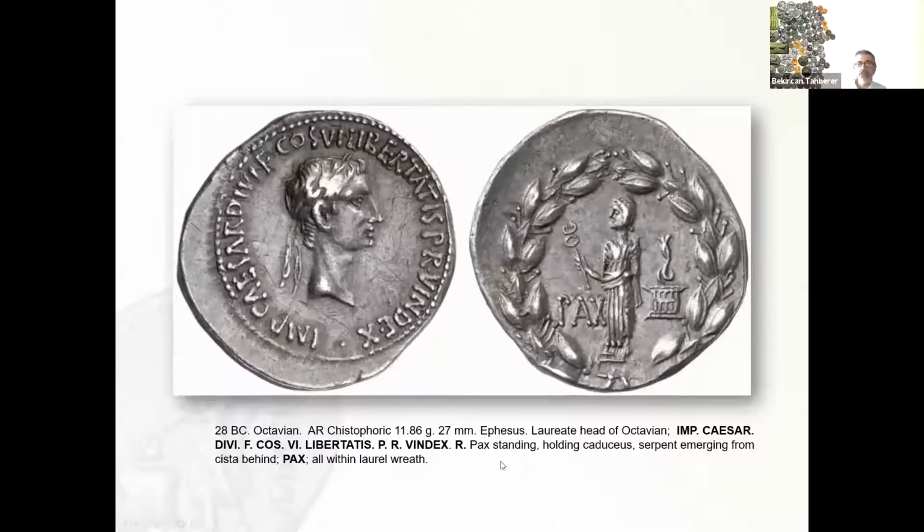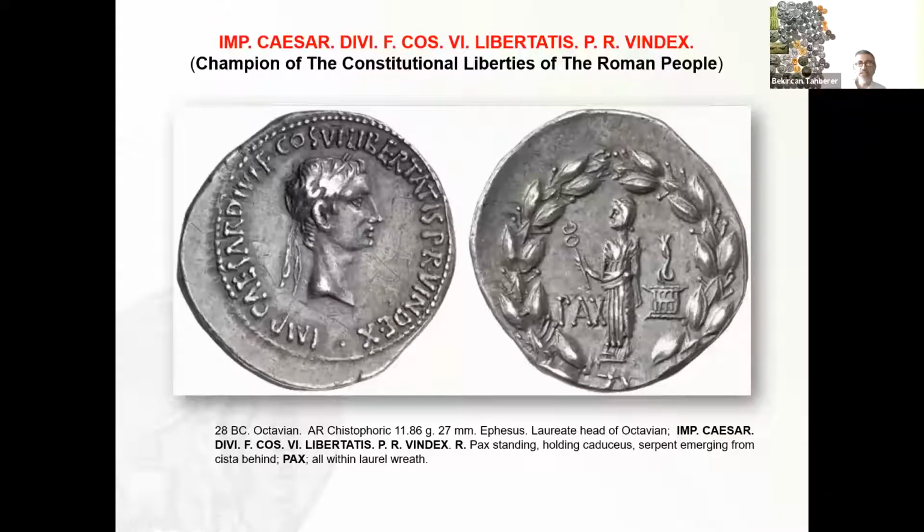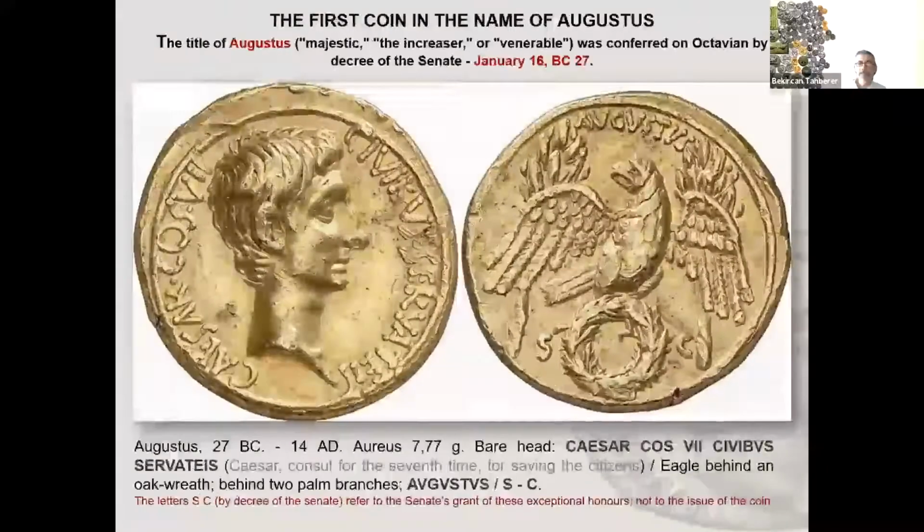Even though this was minted at Ephesus, where the language is Greek actually, this coin has a Latin legend on the obverse. It simply says, Imperator Caesar Divi Filius, Consul 6, Libertatis Populi Romani Vindex, champion of the constitutional liberties of the Roman people. And on the reverse is peace.